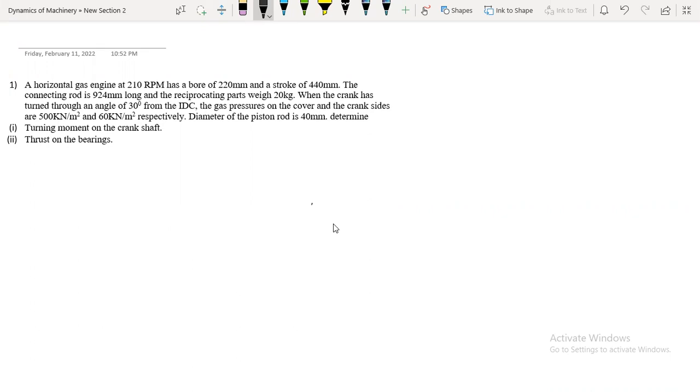It is a horizontal gas engine at 210 rpm, has a bore of 220 mm and a stroke of 440 mm. The connecting rod is 924 mm long, and the reciprocating parts weigh 20 kgs. And when the crank has turned through an angle of 30 degrees from the inner dead center, the gas pressures on the cover and the crank sides are 500 kilonewton per meter square and 60 kilonewton per meter square respectively. And the diameter of the piston rod is given as 40 mm. So then we have to determine the turning moment on the crankshaft as well as the thrust on the bearings.